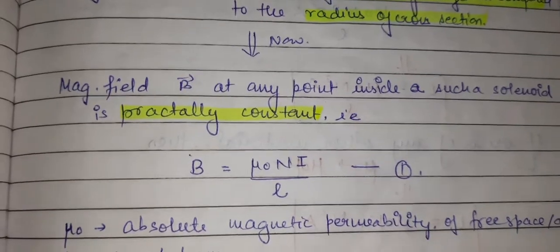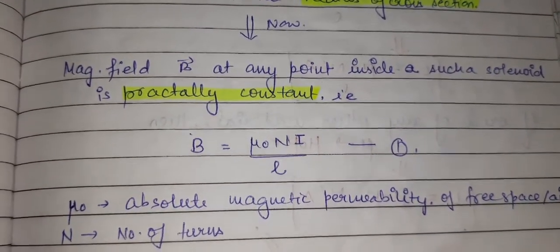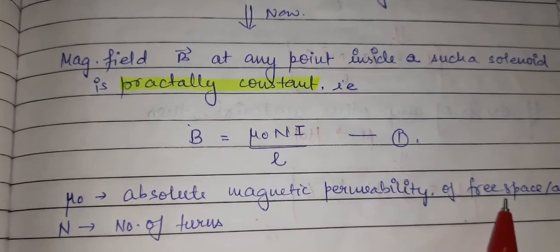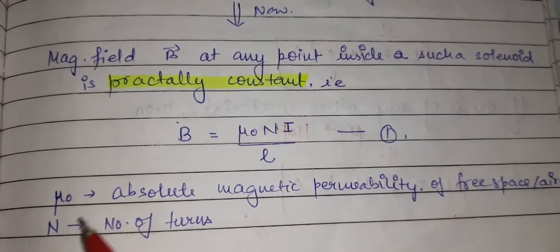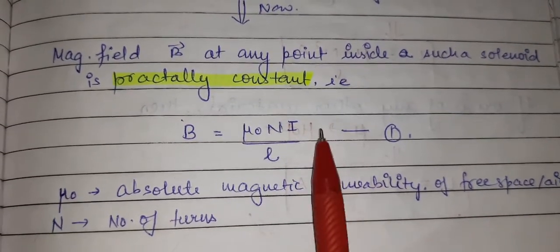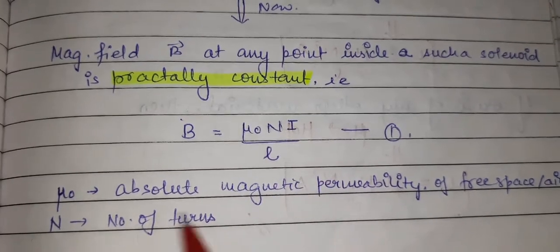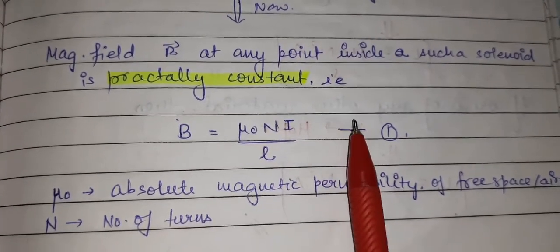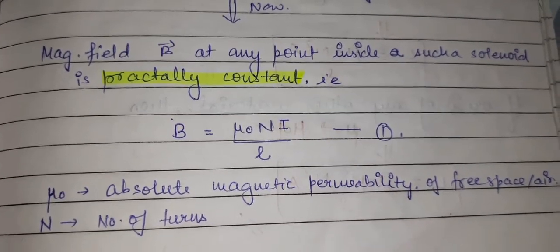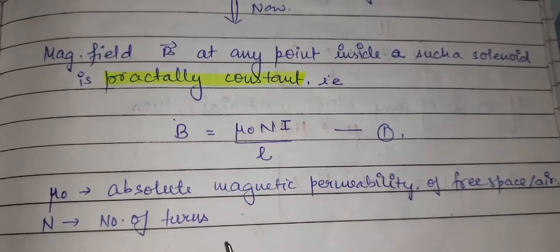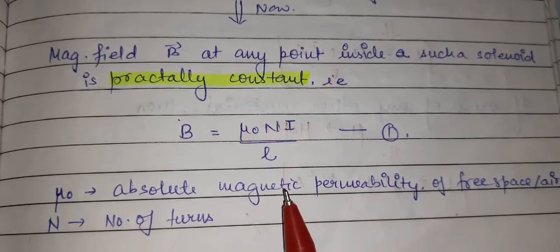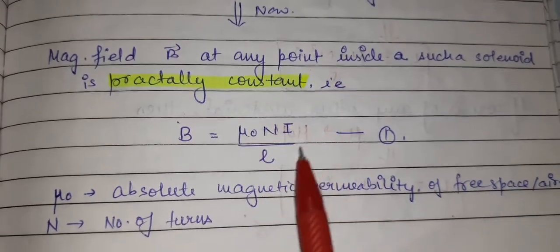We all know what mu naught is. Mu naught is the absolute magnetic permeability, of free space or air. What is n denoting in this formula? n is denoting the number of turns. And I is denoting the current which is flowing in the coil. And L is the length of the solenoid. So this formula gives you the magnetic field B at any point inside a solenoid.